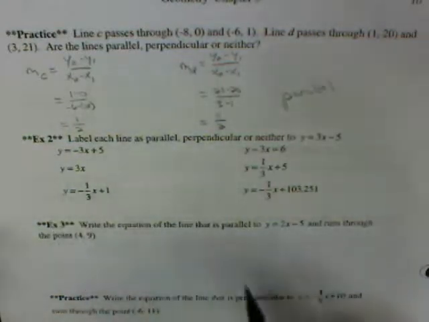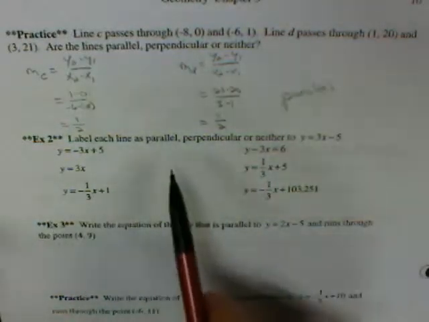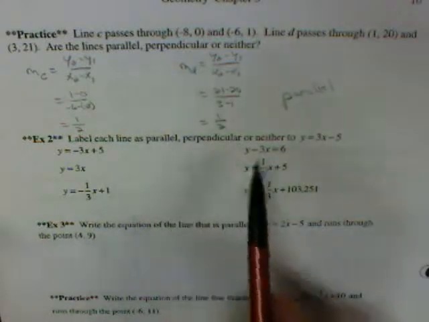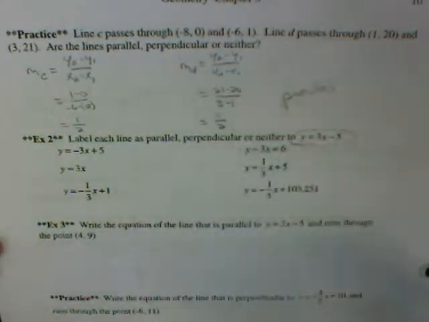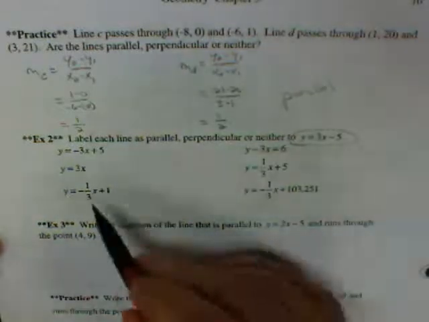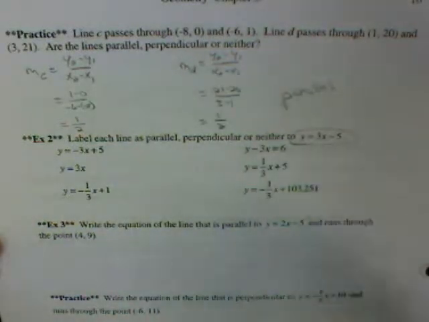Example 2, same kind of question but written in a different form. I want you to label each one of these lines as parallel, perpendicular, or neither to our original line of y equals 3x minus 5. So we're comparing all 6 of these to that line.